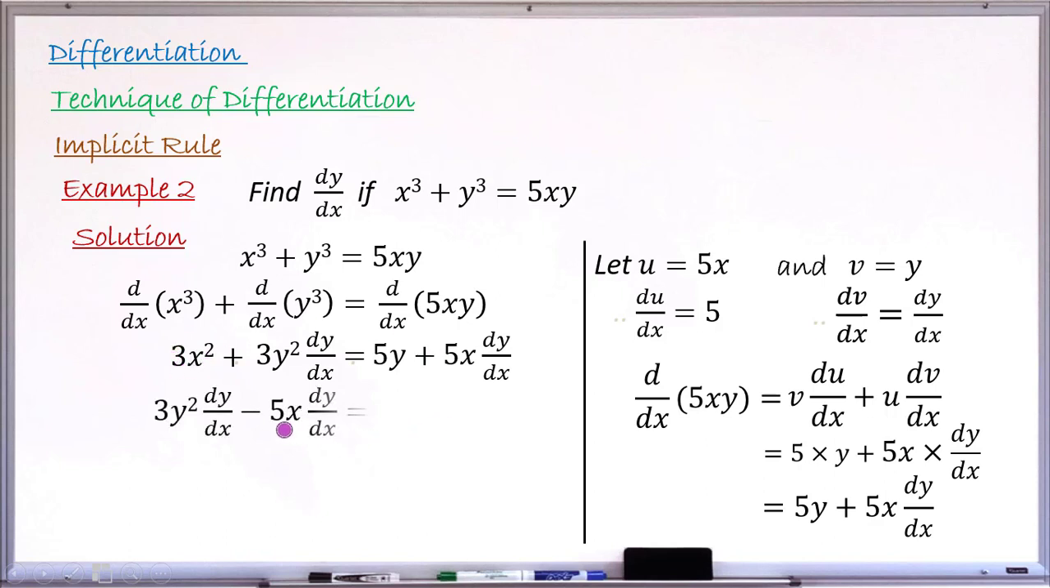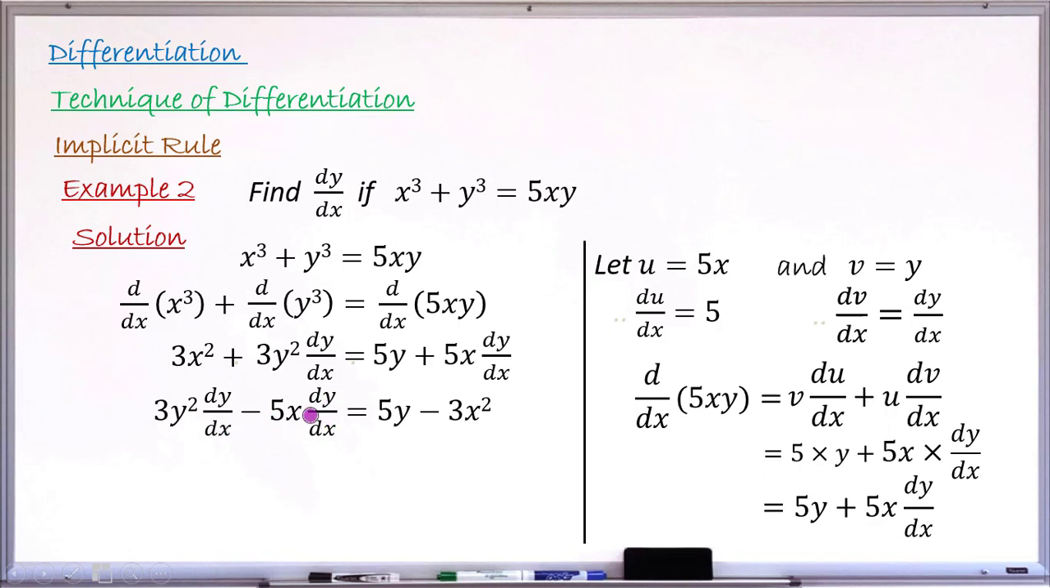I'm going to have 3y squared dy/dx, which I just copied here, then minus 5x dy/dx, which I shifted to the left. It changes to minus, equals my 5y, which I copied, then I shifted 3x squared to the right, which becomes negative. So I continue. Remember, we are targeting to make dy/dx the subject in this case.